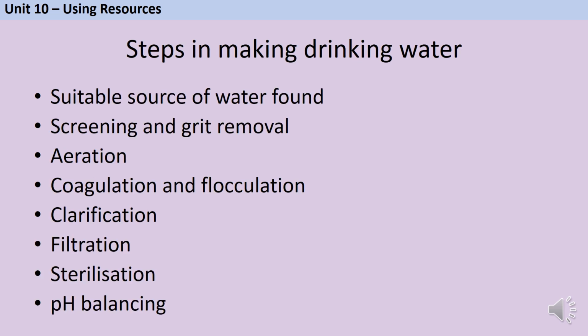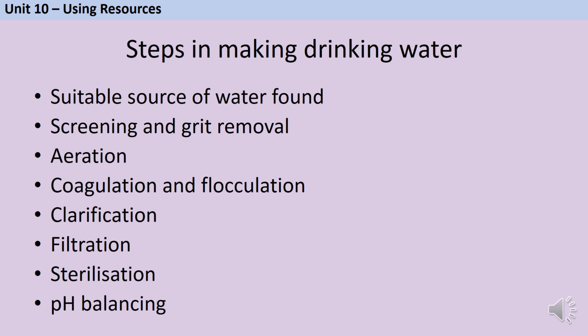As part of this unit, you need to discuss how potable water or drinking water can be made from various different sources, starting with everyday groundwater or river water. So to begin with, you need to pick a suitable source. We're going to pick a spring or an aquifer or a river that we don't believe has been contaminated with anything. It's relatively clean already.